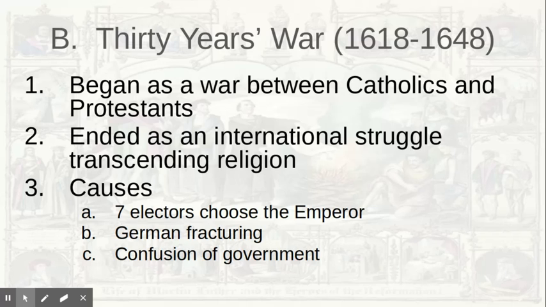Despite the fact that it dragged on for 30 years, lots of people lost their lives and there was economic upheaval. The one thing that it did settle is there really won't be a large scale war involving religion in Western civilization after this point.